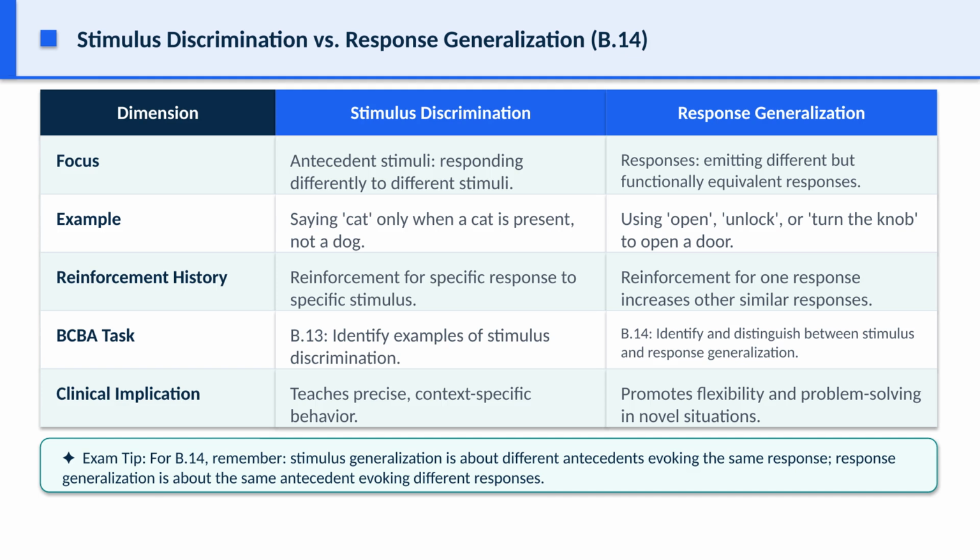Here, reinforcement has been delivered for a specific response to a specific stimulus, which teaches precise, context-specific behavior. In contrast, response generalization focuses on the response side. You emit different but functionally equivalent responses, like using open, unlock, or turn the knob to open a door. Reinforcement for one response increases the likelihood of other similar responses, promoting flexibility and problem-solving in novel situations. On the BCBA exam, you'll need to identify examples of stimulus discrimination, B.13, and distinguish it from response generalization, B.14. Clinically, stimulus discrimination builds accuracy, while response generalization builds adaptability. Both are essential for effective behavior change.